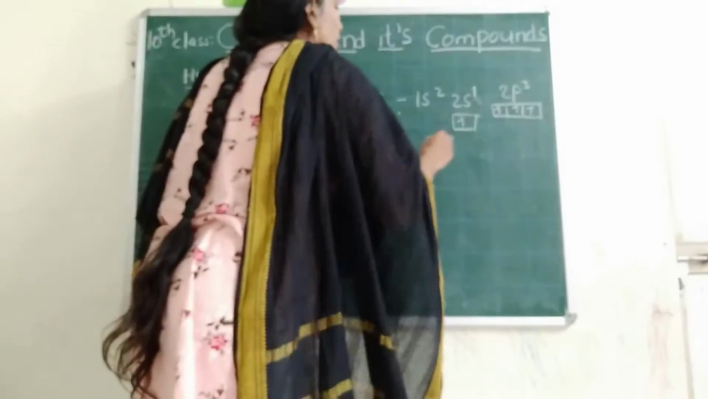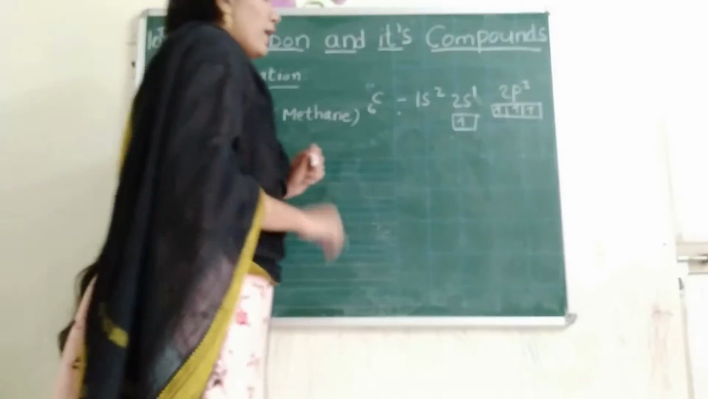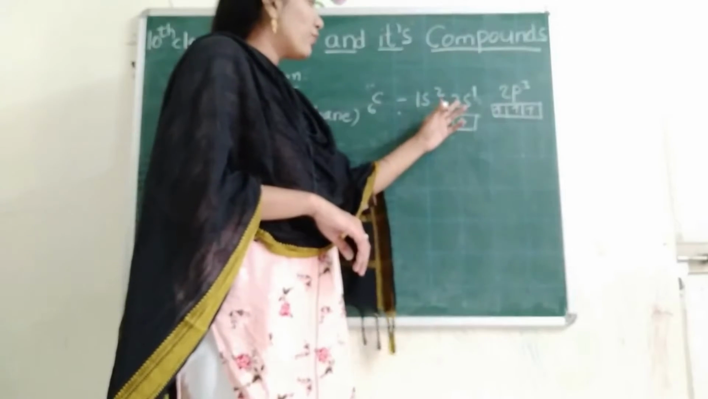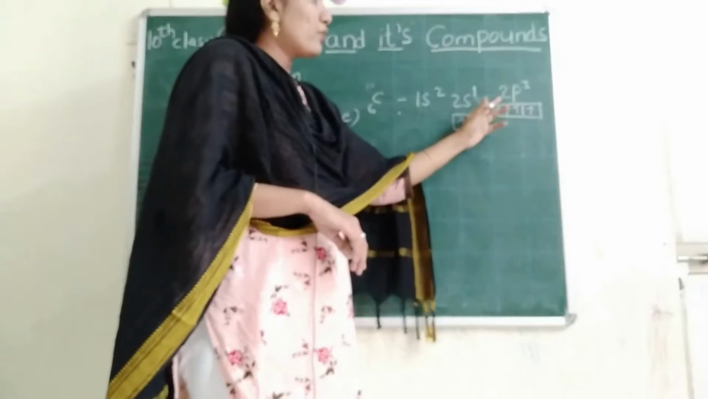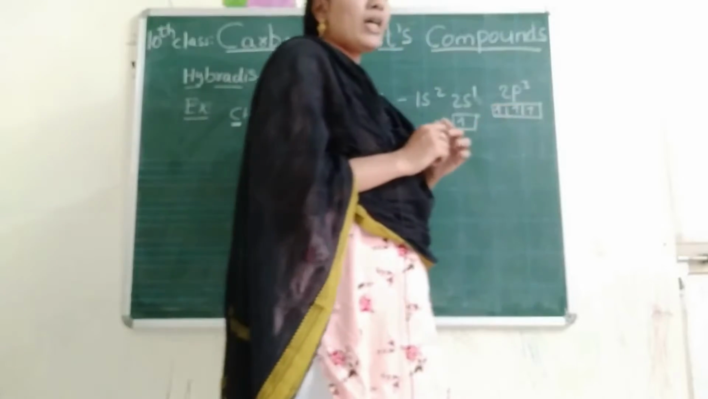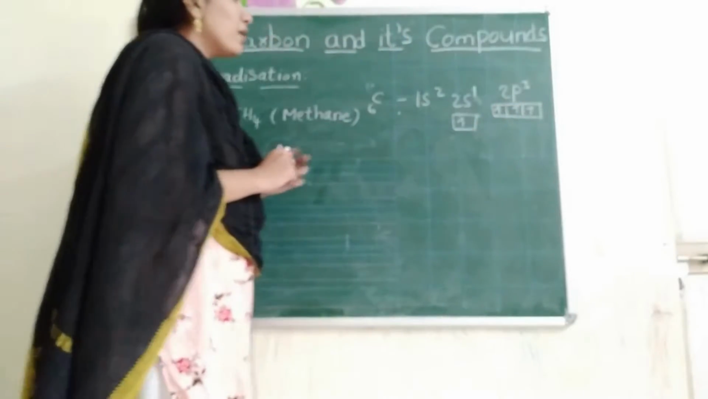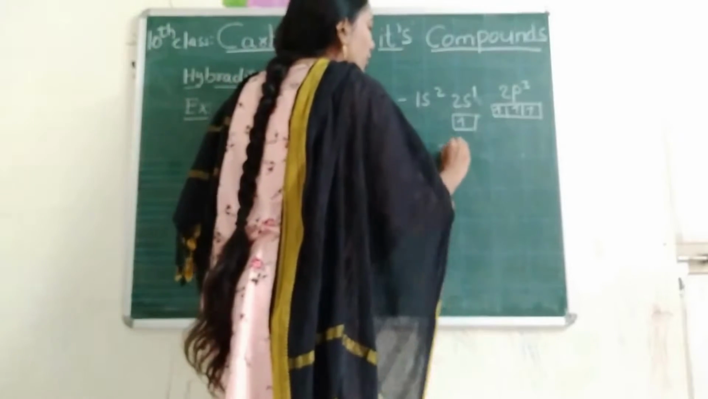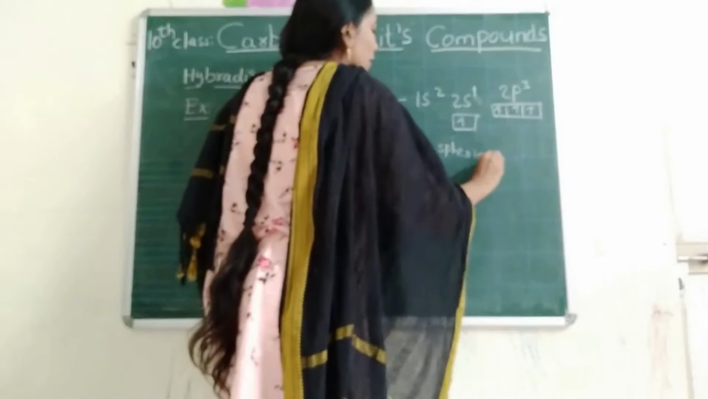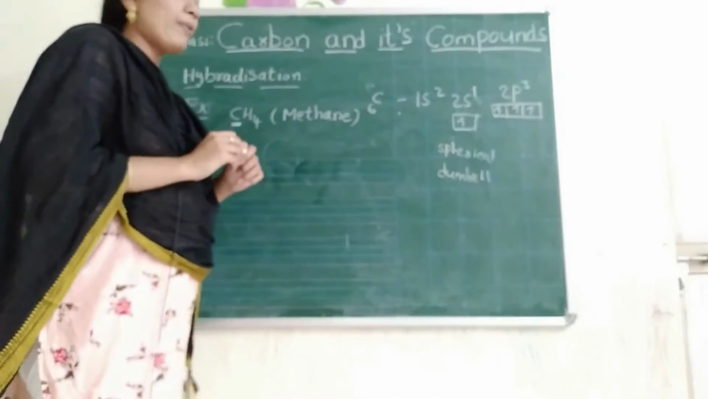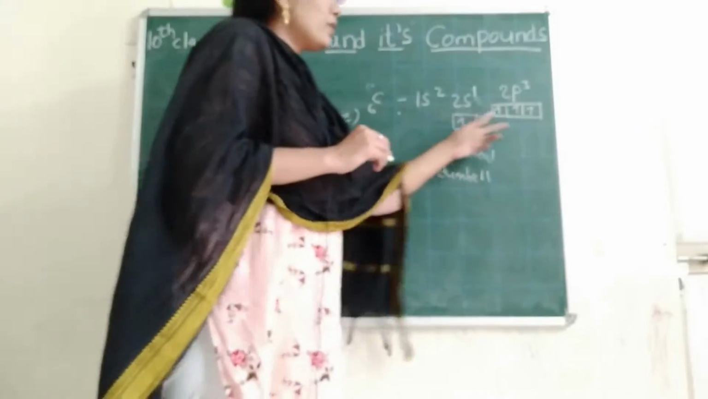Now there is an energy difference between the 2p and 2s orbitals, isn't it? According to the Aufbau principle, that means the n plus l rule, the n plus l value for the 2s orbital is 2, and the n plus l value for the 2p orbital is 3. So there is an energy difference between the 2s and 2p orbitals, and also the shape of the s orbital is different from the shape of the p orbital. What is the shape of the s orbital? The s orbital is spherical, and the p orbital is dumbbell shaped. So there is a difference in shape and a difference in energy between these two orbitals.